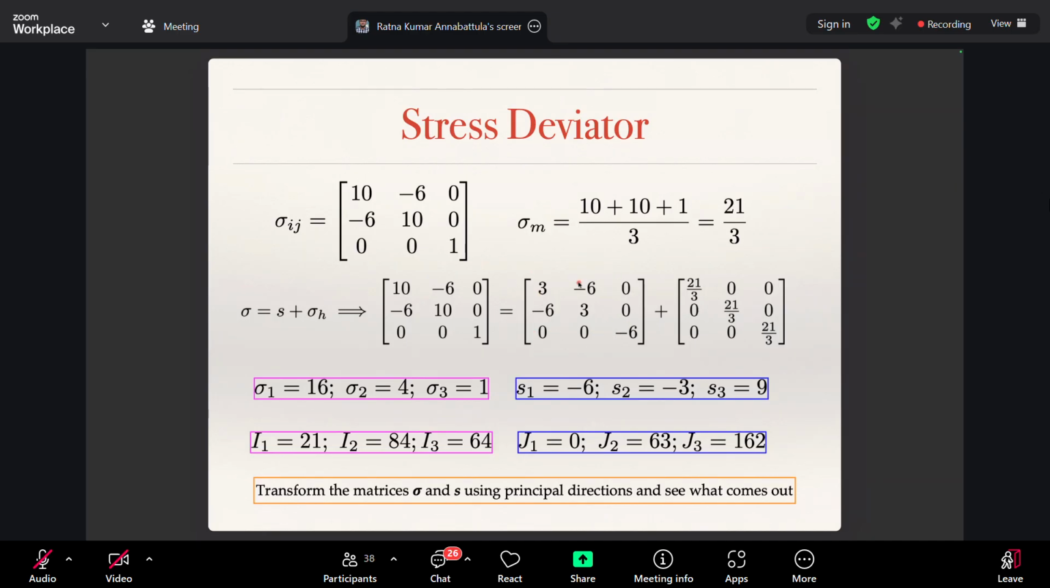If you find the principal stresses of this state of stress, they are 16, 4 and 1. That means the eigenvalues of this tensor are 16, 4 and 1. Now you have the deviatoric stress tensor. The eigenvalues of this will be minus 6, minus 3 and 9. You will realize that the trace of this deviatoric stress tensor becomes 0. That is the first invariant, J1 is equal to 0. I1 means 10 plus 10 plus 1, that is the trace. I2 is the sum of the principal minors. I3 is the determinant.